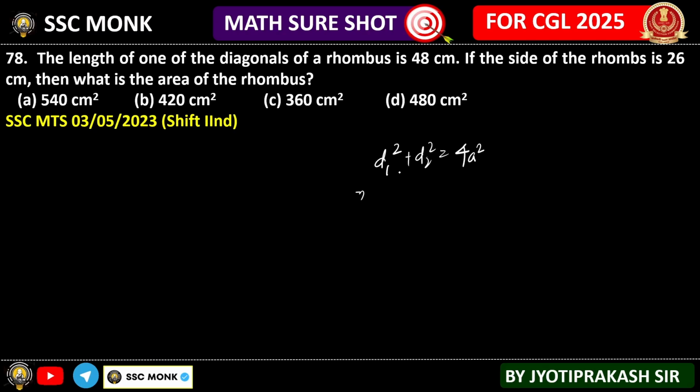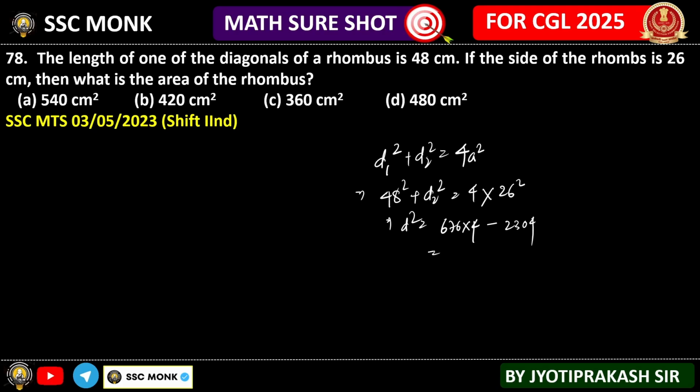Now we know that D1 is equal to 48, so 48 square plus another unknown D2 square is equal to 4 into side square, that is 26 square. Clear? So D2 square can be written as 4 into 26 square. 26 whole square is equal to 676. So 676 into 4 minus 48 square, 48 square is 2304. That's why I told you need to remember squares up to 50.